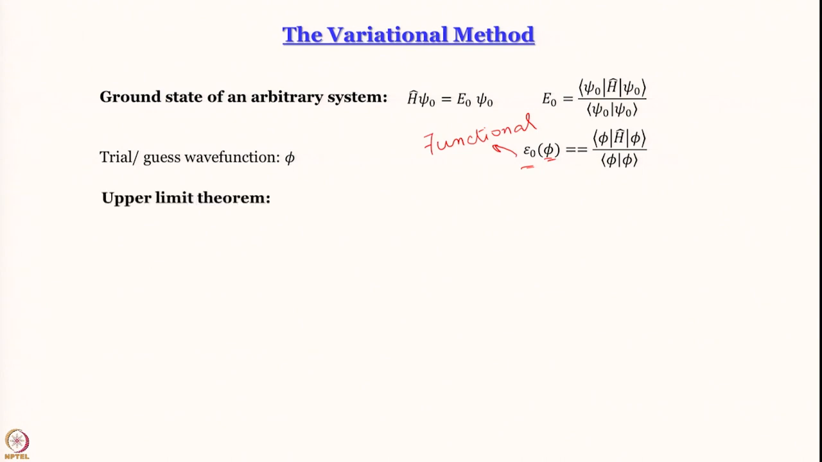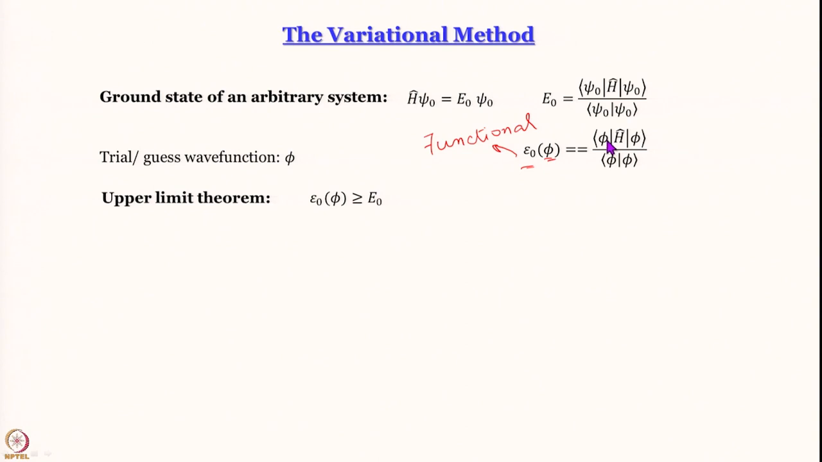So the upper limit theorem, which is of central importance in the variational method, makes an extremely profound, important, useful statement. And that statement is this: epsilon 0, which is a function of phi, has to be greater than or equal to E 0, which is the actual energy of this arbitrary system. Okay. I have said a lot of things. So let me just do an executive summary to make sure that we are not left in the lurch.